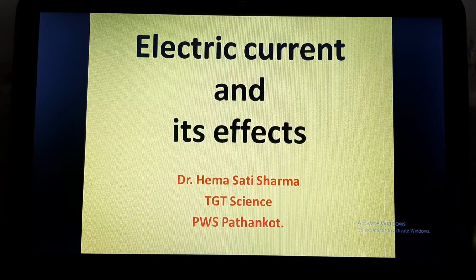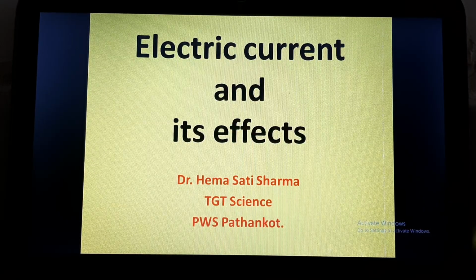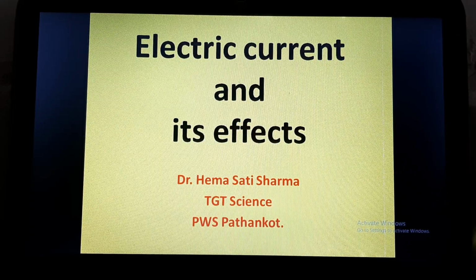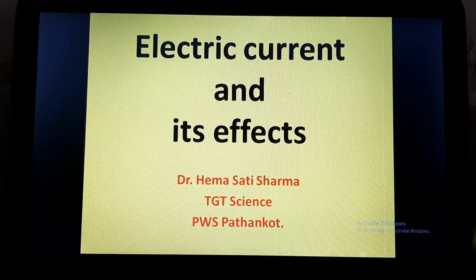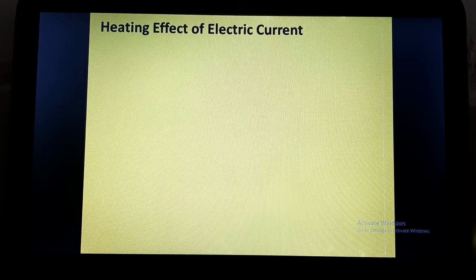We are discussing the chapter electric current and its effect. In our previous two lectures, we have studied what is electric current, how electric current flows in a circuit, how to draw a circuit diagram, what is closed circuit and what is open circuit, and how to combine cells to form battery in series and in parallel. So today we'll be discussing about heating effect of electric current.